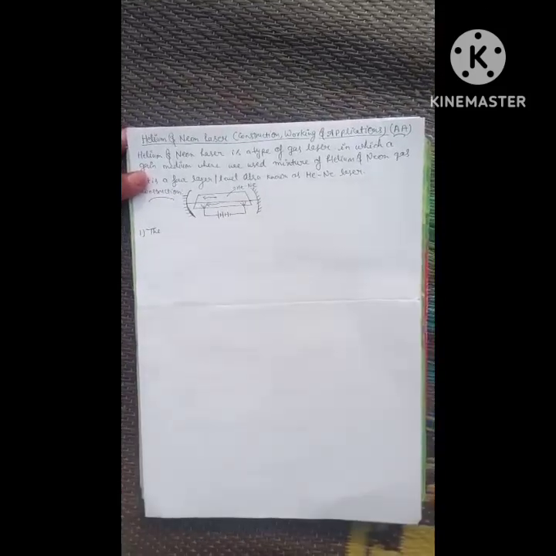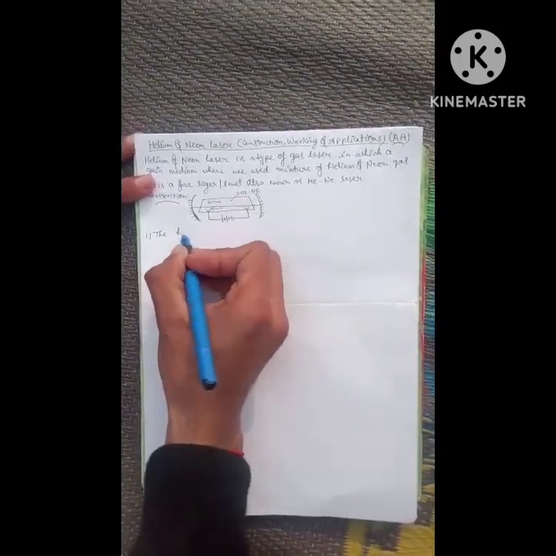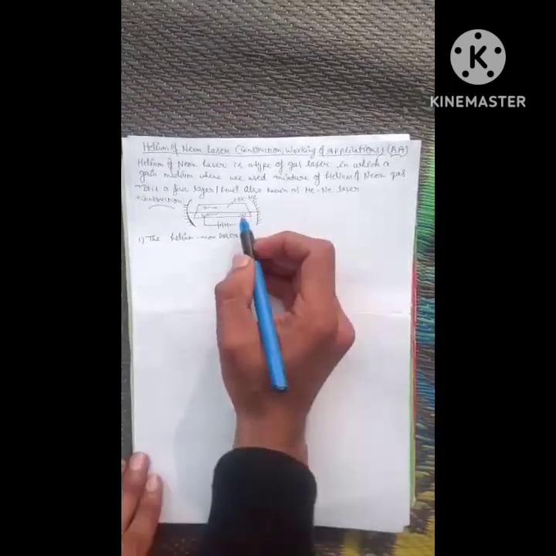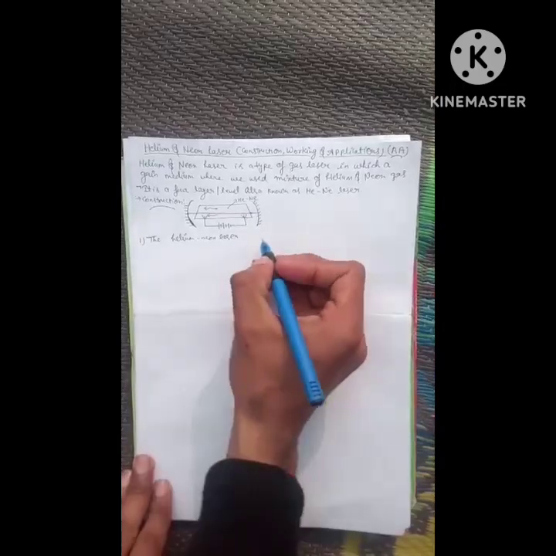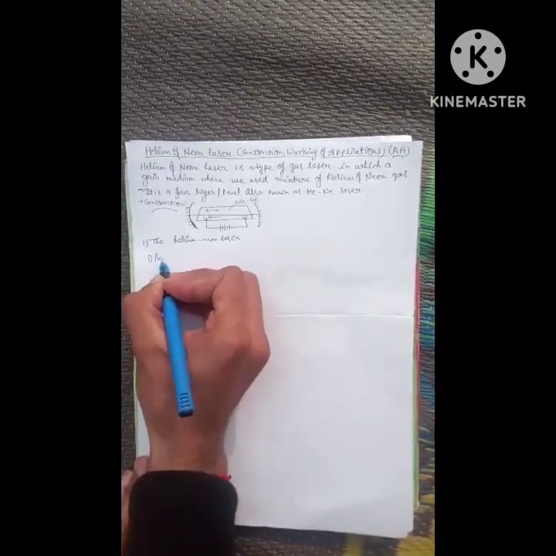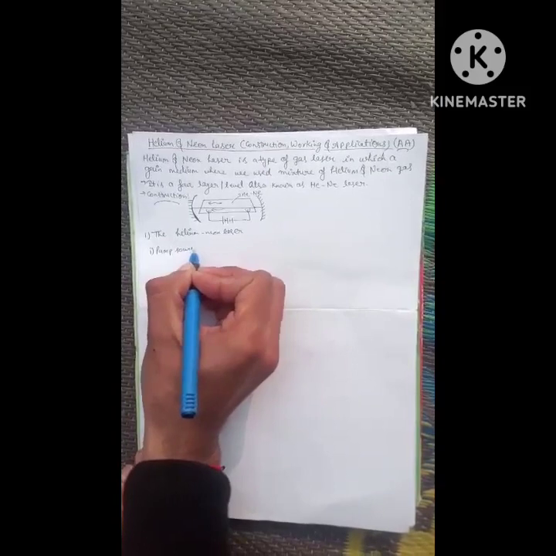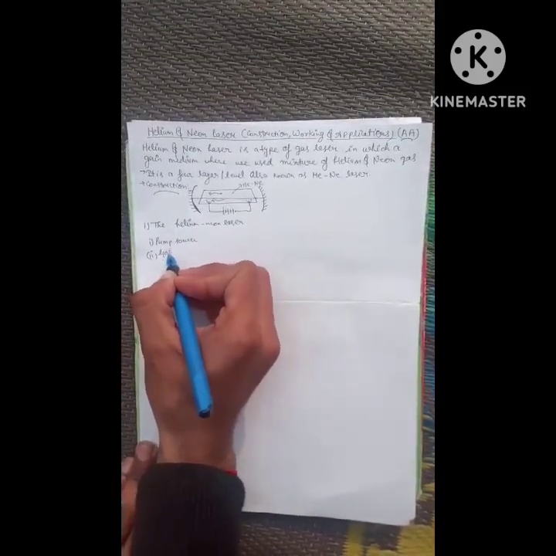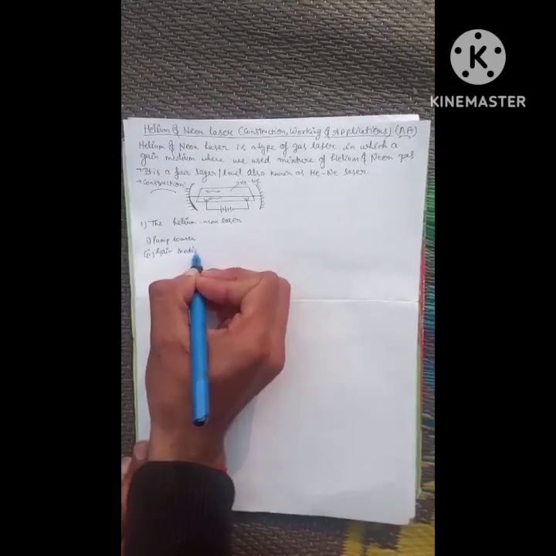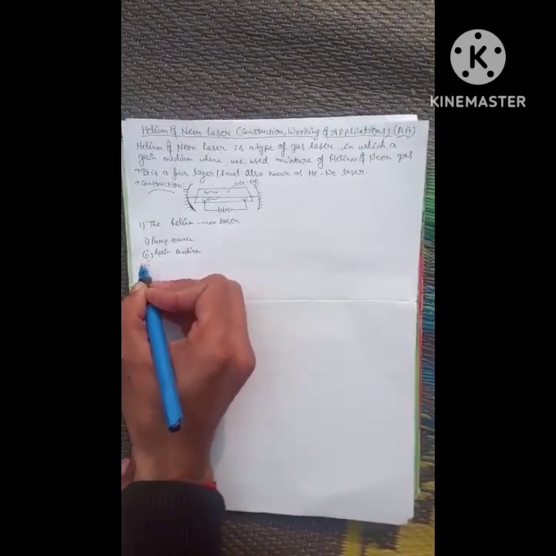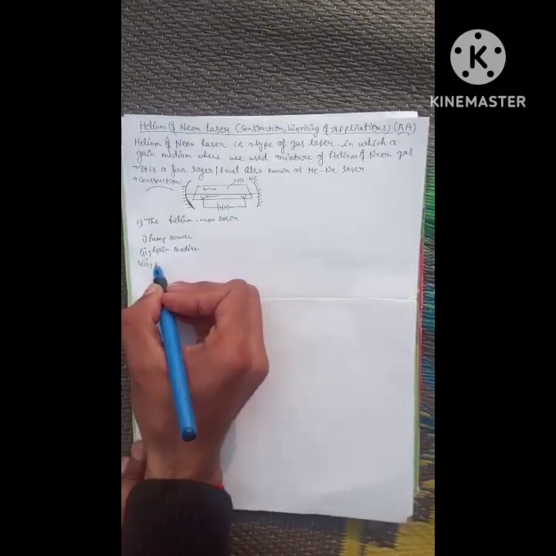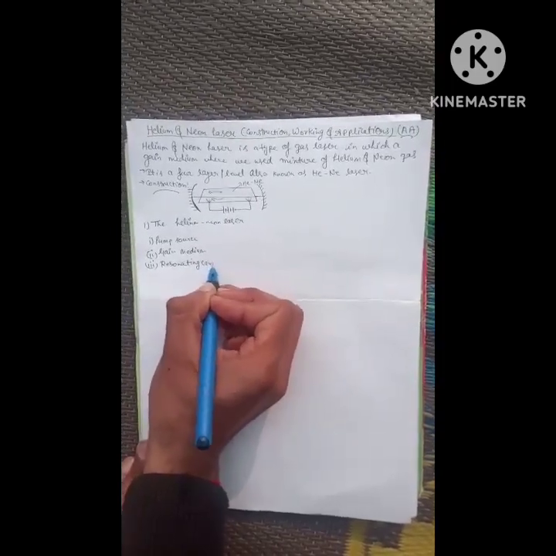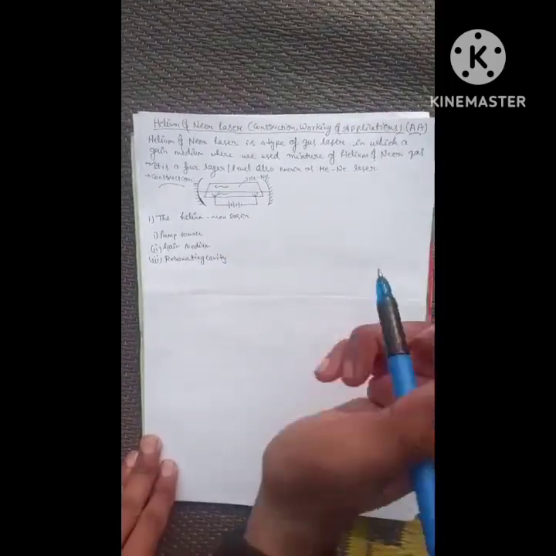Its construction. The helium neon laser is a narrow discharge tube, and it consists of three parts. The first one is the pump source, the second one is the gain medium, and the third one is the resonating cavity. Now we will talk about them step by step.